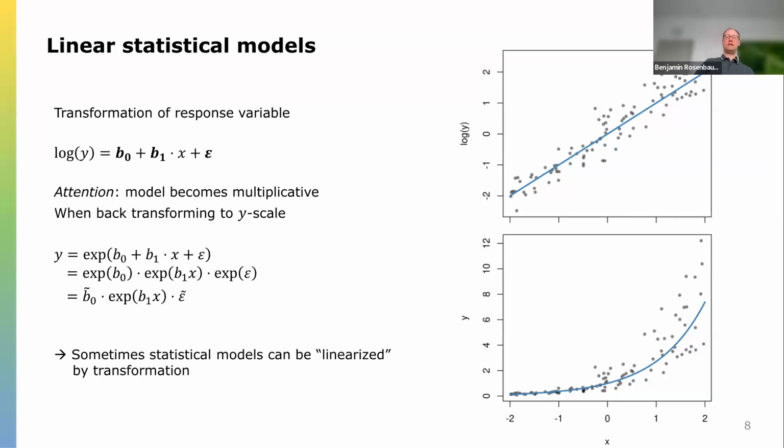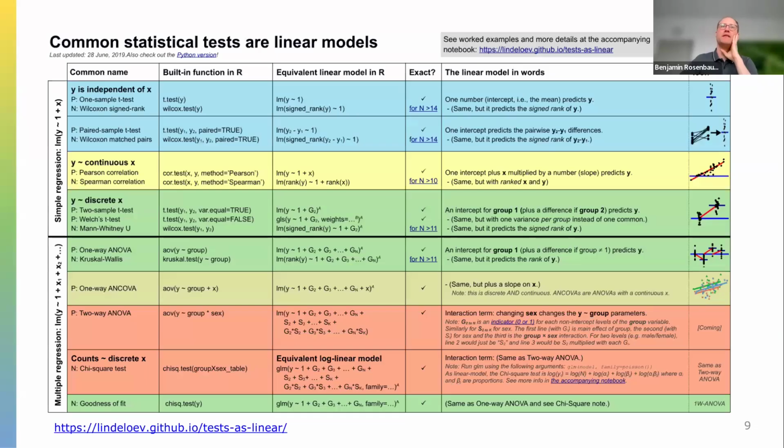Why are we using linear models, especially in frequentist statistics? Well, all kinds of common tests are basically just linear models. For instance, I didn't come up with this myself. This is the reference where you can find this nice overview. So here are simple linear regression models with just one predictor. Here are models with several predictors.